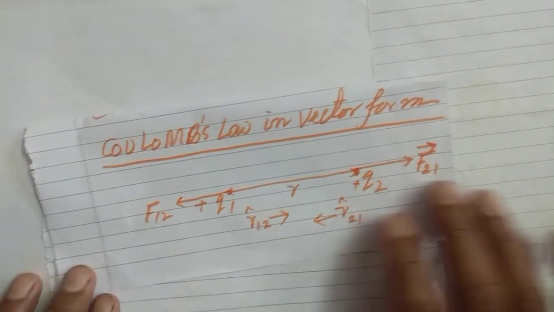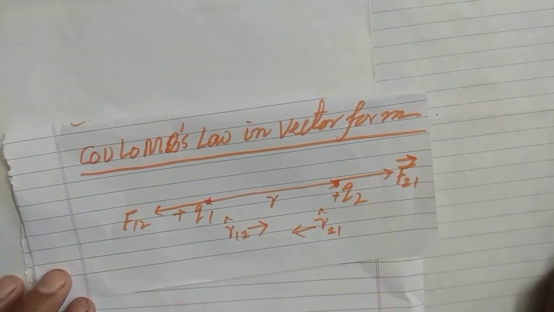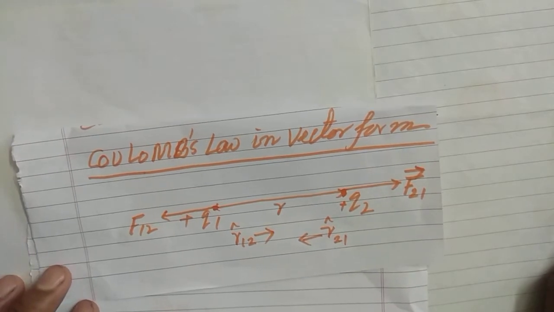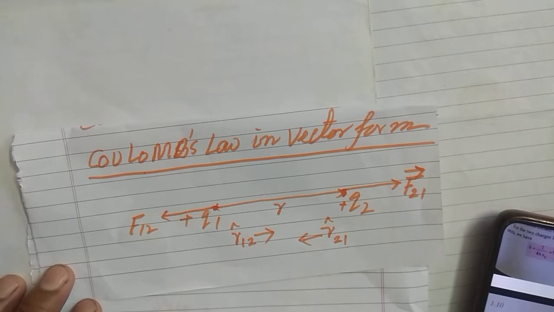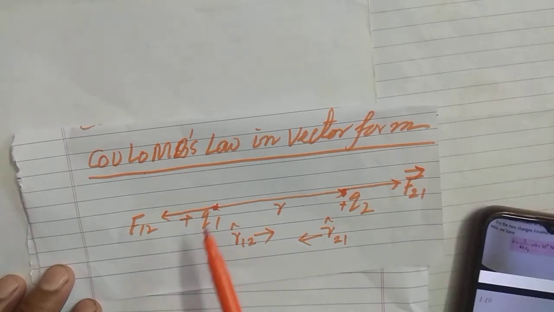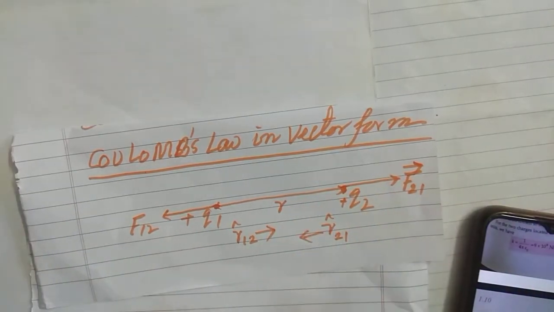Okay, students. So now we are going to discuss Coulomb's law in vector form. Suppose we are considering here two charges, two positive charges Q1 and Q2. They are separated by distance r from each other. Now these two are positive charges, so definitely they will repel each other.